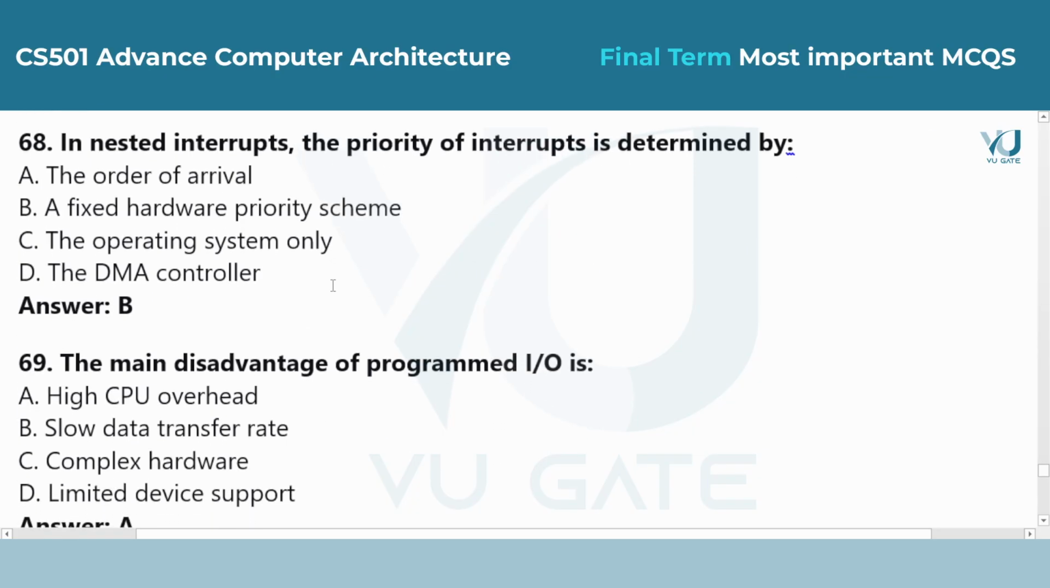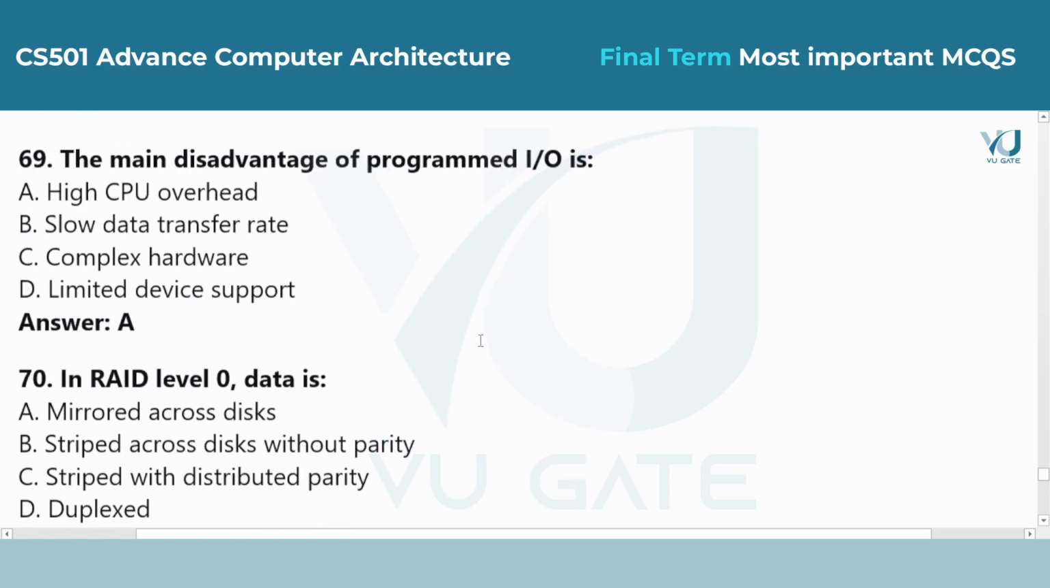68. Question: in nested interrupts, the priority of interrupts is determined by? Answer: B. A fixed hardware priority scheme. Concept: higher priority devices can interrupt the interrupt service routine of a lower priority device.